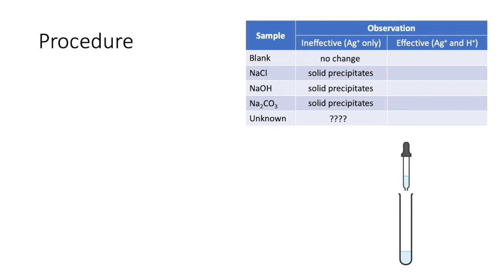Of course, you should see no change for the blank, but this time you should also see no change for the sodium hydroxide and sodium carbonate samples, because the acid should have converted the hydroxide to water and the carbonate to carbonic acid. You should see a solid precipitate for the positive control, the sodium chloride. And of course, your unknown may or may not produce a precipitate.